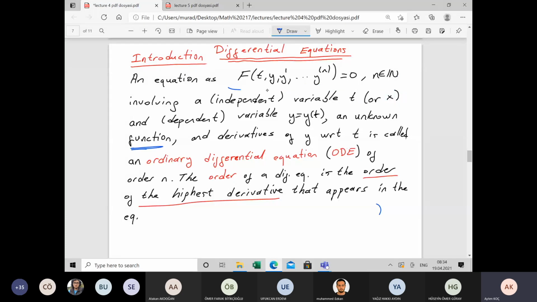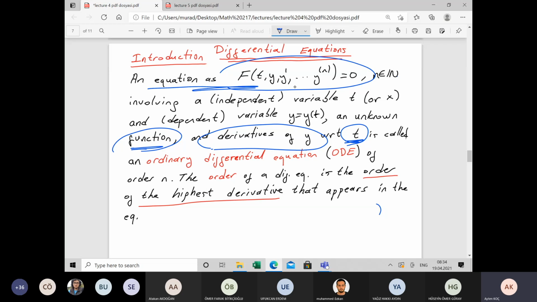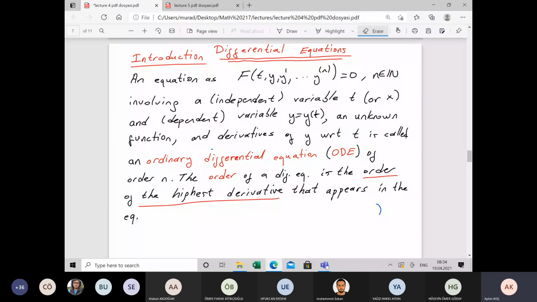This equation contains this function and some derivatives of y with respect to t, if t is the independent variable, or x. This equation is called an ordinary differential equation, and we write it as ODE.